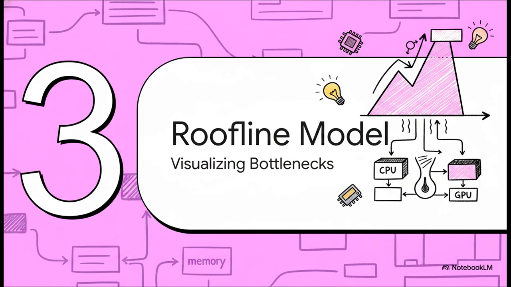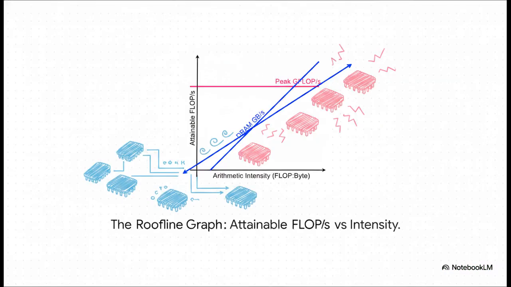Let's visualize this exact bottleneck using the roofline performance model. You can think of this graph as the architectural blueprint of our hardware's physical limits. On the vertical axis, we've got our attainable flops, our speed. And on the horizontal axis, that's our arithmetic intensity. Now, if your program is stuck under that slanted roof on the left, you are what we call memory bound.